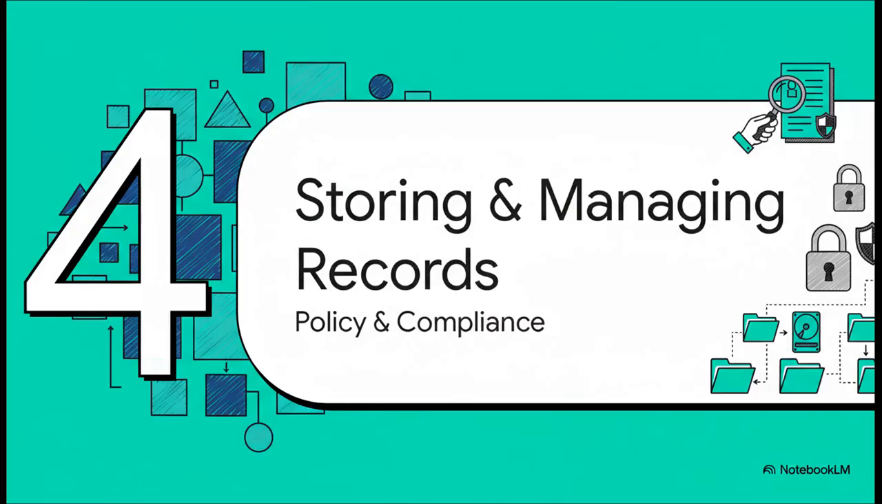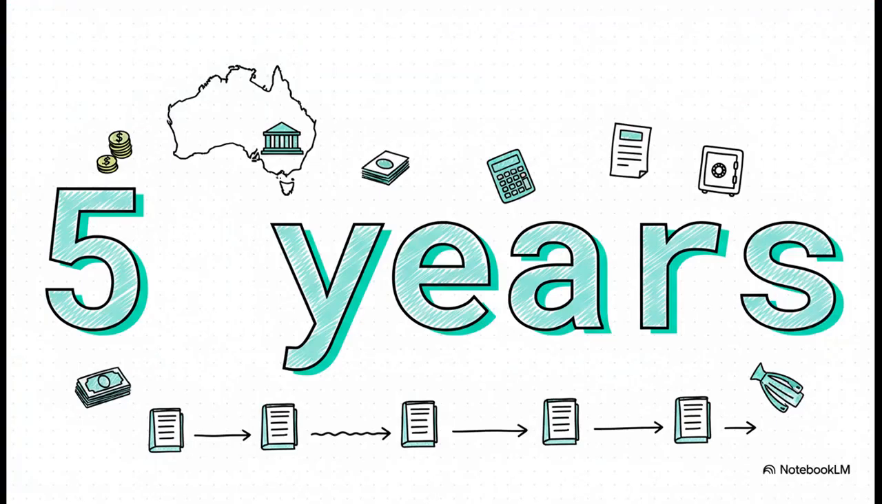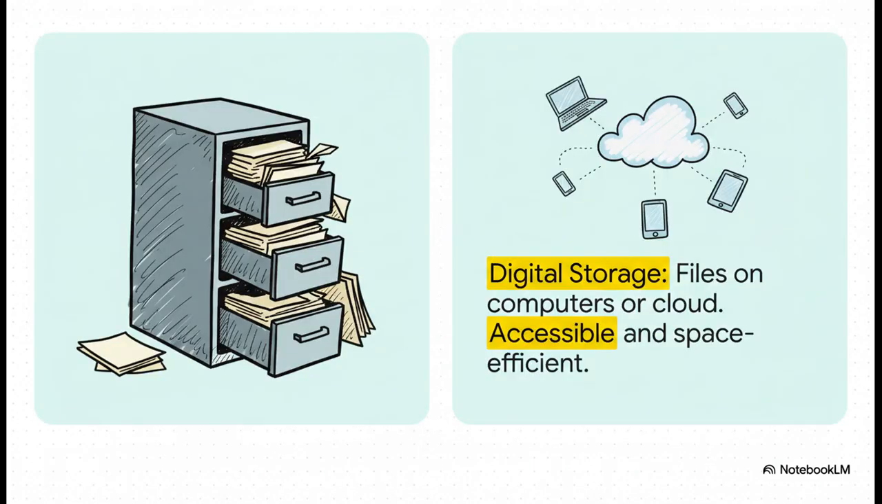All right, we're on to our final section, Section 4. This is all about the crucial but often overlooked topic of storing and managing all your reports and records properly. Let's start with a really important number. Here in Australia, the Australian Taxation Office, or the ATO, has a strict rule. You have to keep most of your financial records for a minimum of 5 years.